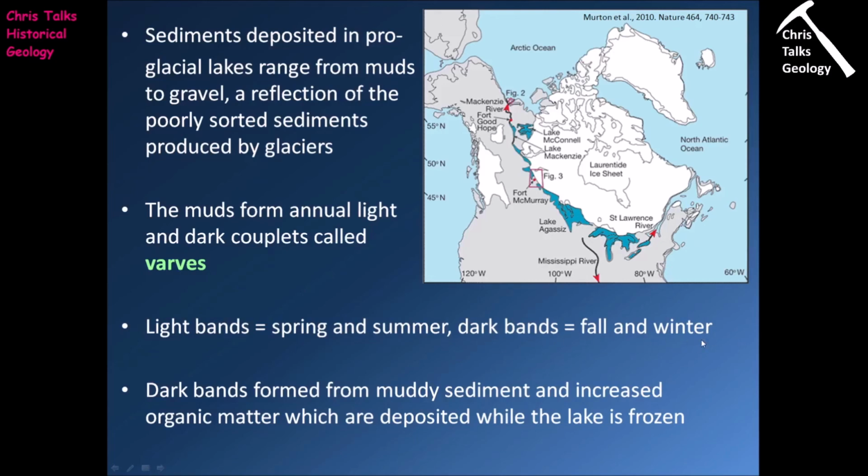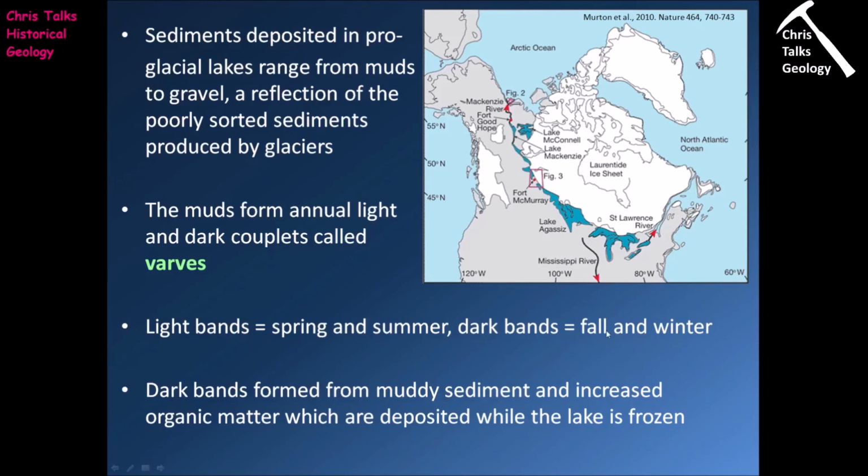And so this is quite helpful to us because it means we can work out the age of a lake simply by counting the varves. We can say, right, this lake was here for 100 years, 1,000 years, 10,000 years, etc. Now, the dark bands themselves have this dark colour because they're dominated by muddy sediment, and they also contain increased amounts of organic material. And this is because the lake during the winter periods would have been frozen.